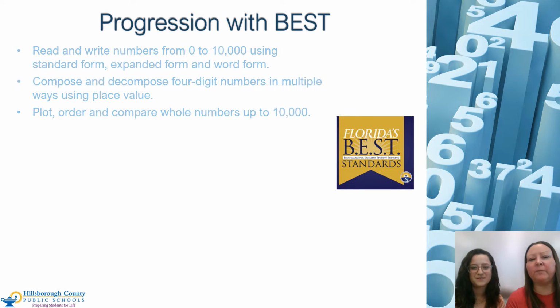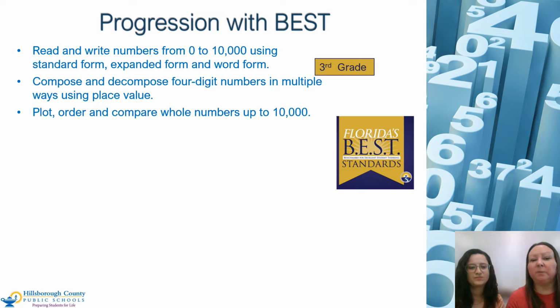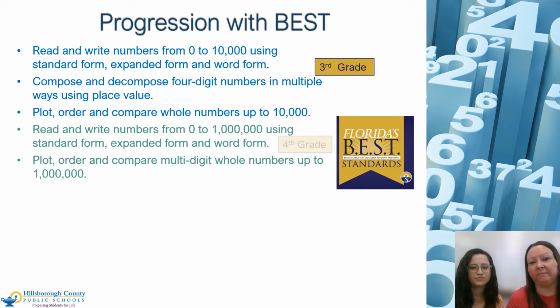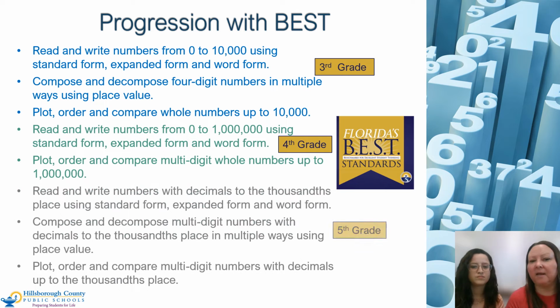So the progression with BEST for place value is we're reading and writing numbers, composing and decomposing 4-digit numbers, and plotting, ordering, and comparing whole numbers all up to 10,000 in 3rd grade. In 4th grade, we're reading and writing numbers from 0 to 1,000,000 using those same forms, plotting, ordering, and comparing up to 1,000,000. And in 5th grade, we're also reading and writing numbers with decimals to the thousands, composing and decomposing within that same limit, and also plotting, ordering, and comparing multi-digit numbers with those decimals.